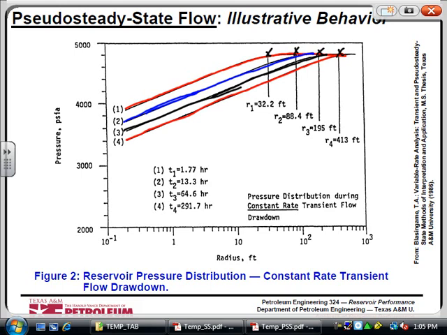This point is the fictitious location of Pi, of the initial pressure. We call that the radius of investigation. How would you use the radius of investigation?